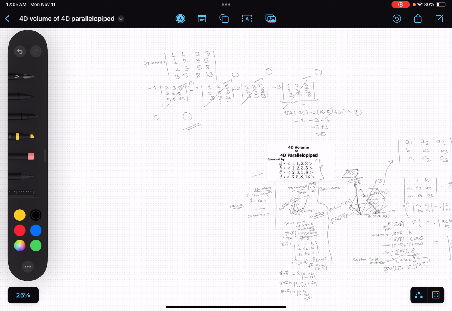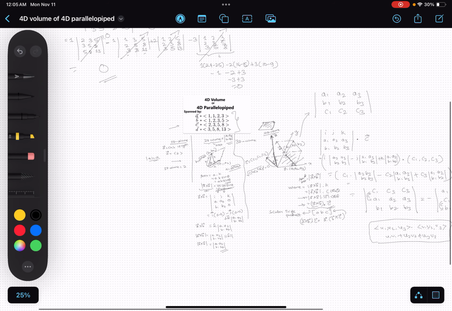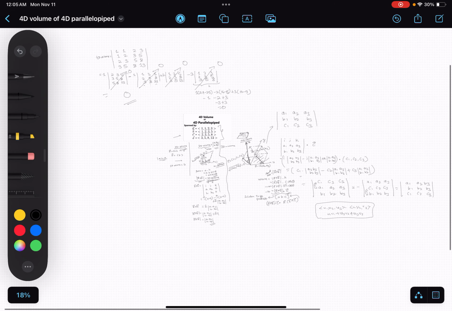Okay, so this was it. Hope you enjoyed the video. Hope you learned something new about the interpretation of the determinant. This will be really helpful to you even in linear algebra, and this can also help you interpret the Jacobian matrix in 3D and 2D.